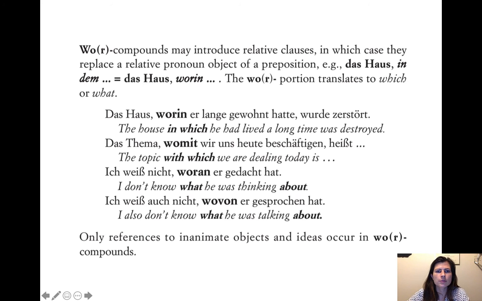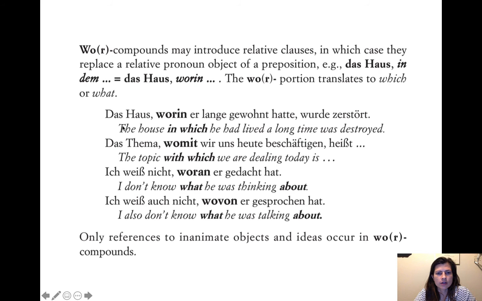Wo- compounds may introduce relative clauses, in which case they replace the relative pronoun, object of preposition. For example, das Haus in dem. And you can say das Haus worin. So you remember how question words can introduce relative clauses as well? Like, ich weiß nicht, wer das ist. I don't know who that is. So wo- compounds are also kind of question words. So in the same vein, as question words, they can also replace relative pronouns.